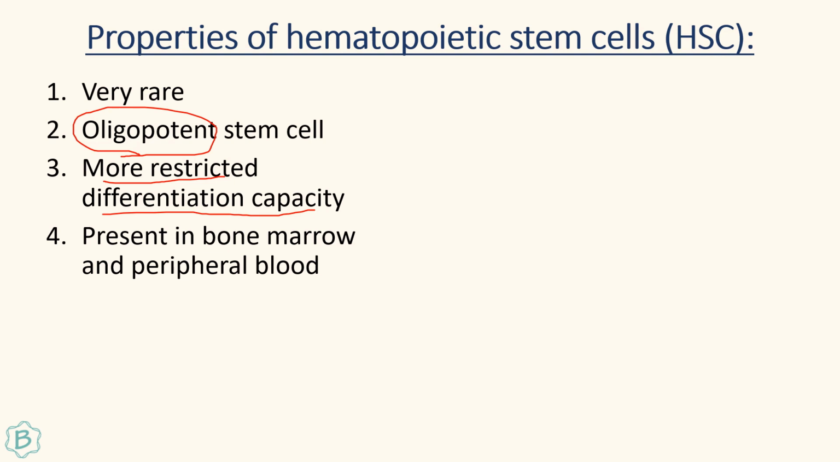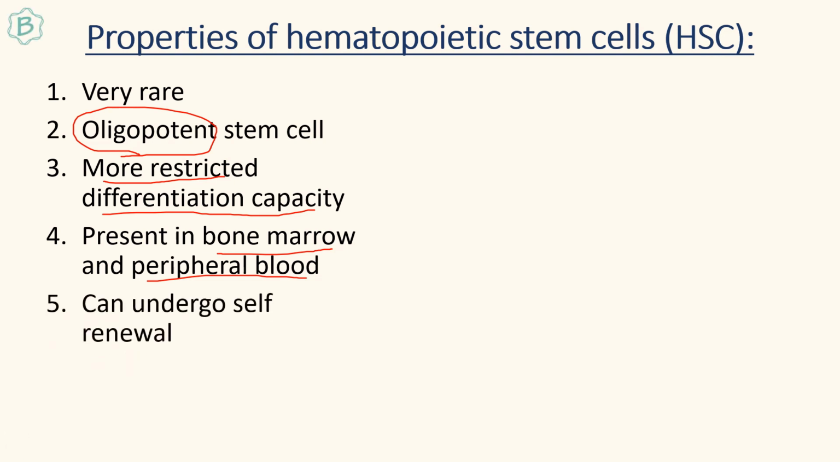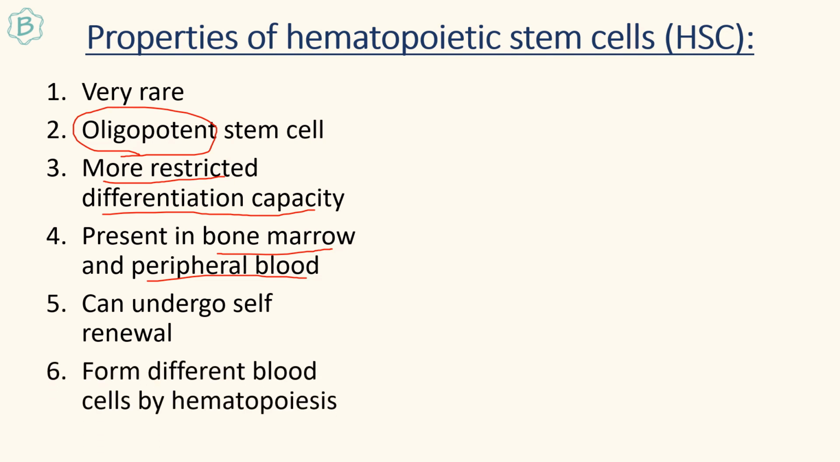Hematopoietic stem cells are present in bone marrow and peripheral blood. This is originating from the mesoderm. Peripheral blood is nothing but your whole blood, which contains your RBCs, WBCs, and platelets. An important property it has is that it can undergo self renewal to maintain its own population, and it forms many different blood cells by a process known as hematopoiesis.